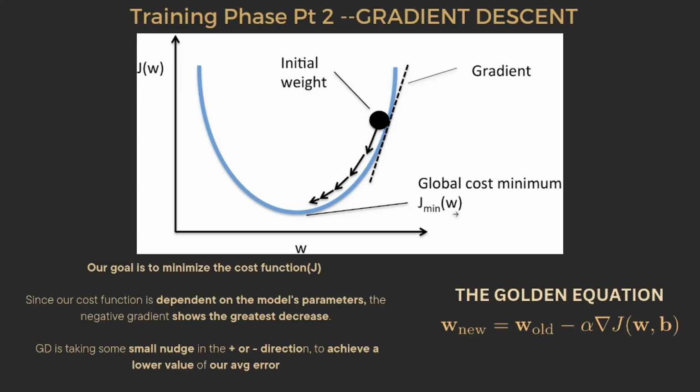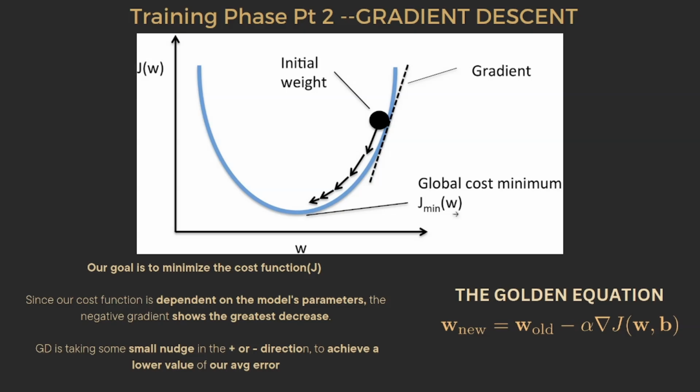And what we're doing is we're taking these small nudges in the positive or negative direction to achieve a lower value of our average error. We're basically saying, okay, where do we need to change? And it sounds magical, but if you know calculus, it's not really. It's just basic calc. We're basically saying, okay, where do we need to change our model parameters to have the greatest decrease?